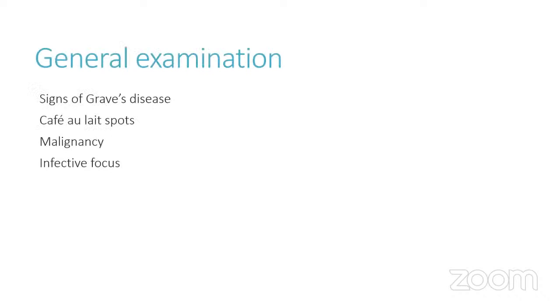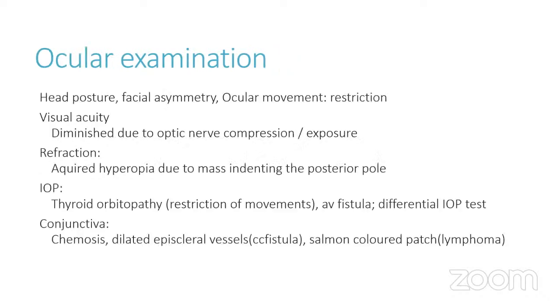Coming to general examination, we must look for signs of Graves' disease. Presence of cafe au lait spots could be suggestive of neurofibromatosis. Any malignant focus or infective focus has to be seen. Then coming to ocular examination, the head posture, the facial asymmetry, and ocular movements have to be noted. Usually, facial asymmetry is present in a case of unilateral proptosis. The ocular movements could be restricted in case of thyroid eye disease or maybe a traumatic cause. The visual acuity is usually normal, but it could be diminished because of optic nerve compression or because of corneal exposure, so exposure-related keratopathy.